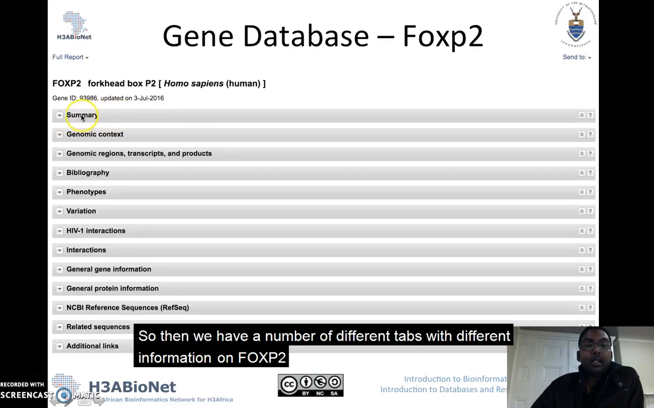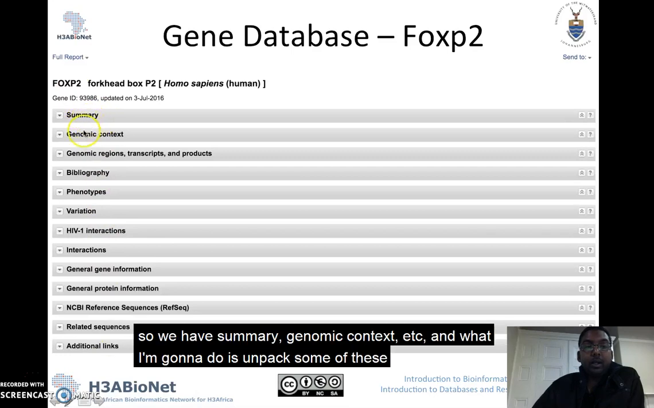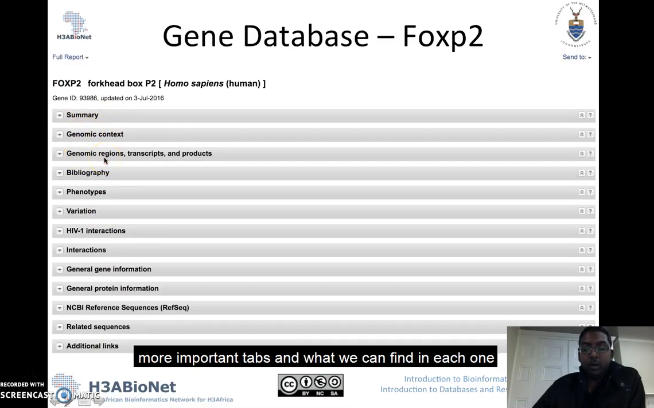Okay, so then we have a number of different tabs with different information on FOXP2. So we have summary, genomic context, etc. And what I'm going to do is unpack some of these more important tabs and what information we can find in each one.